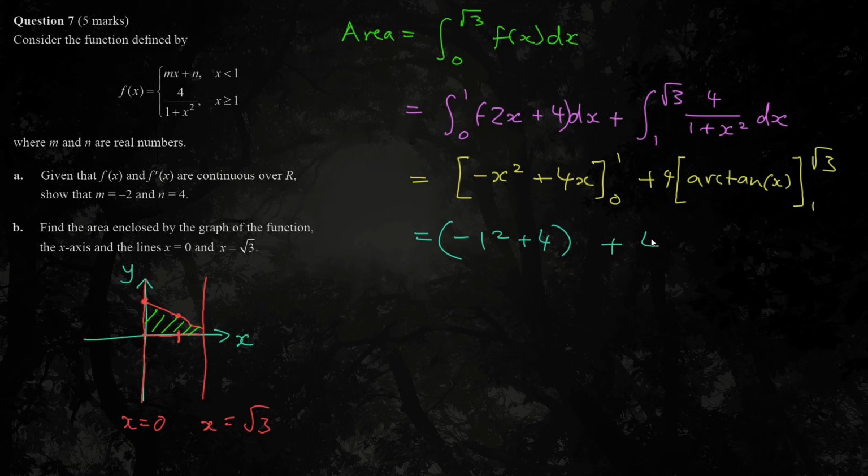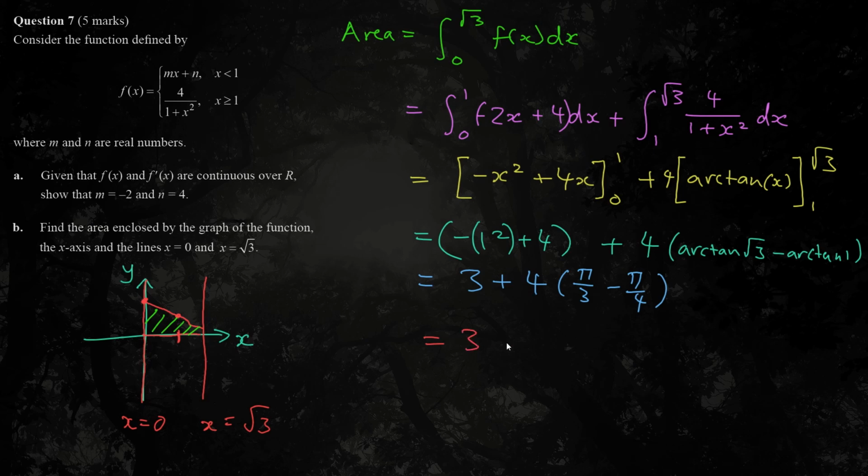And then for the second bit, we get plus 4 times arctan of root 3 minus arctan of 1. And just for clarity, I actually feel like it's best to put in some more brackets there, just so we don't get confused about the order in which the negative and the squaring take place, because that could definitely throw us. Okay, so this equals negative 1 plus 4, which is 3, plus 4 times, now hopefully you know your special angles. So arctan of root 3, that's 60 degrees, or in other words, pi on 3. Arctan of 1 is 45 degrees, or in other words, pi on 4.